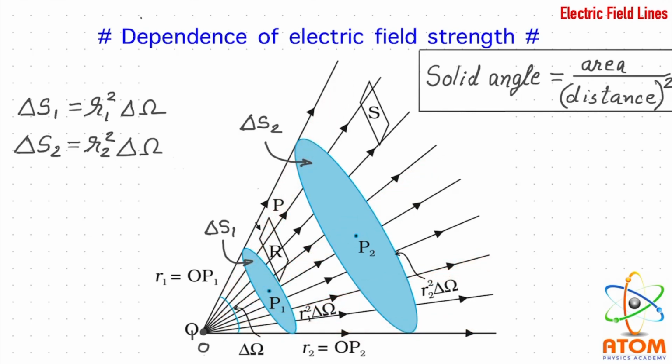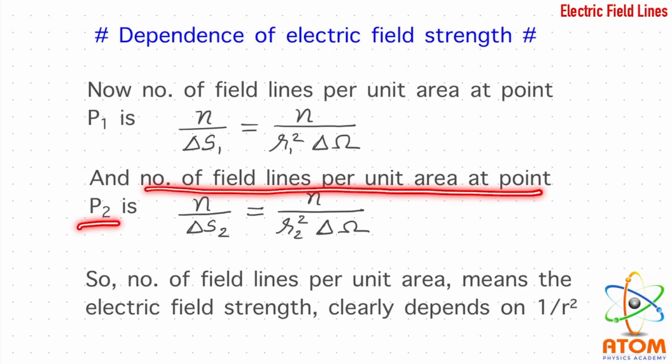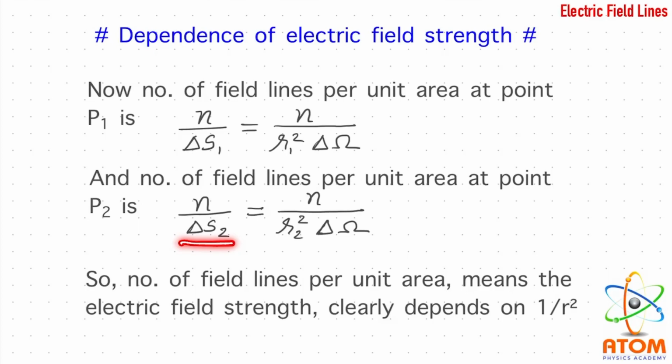So, if the number of field lines passing through these areas is N, let us say, then the field lines per unit area at point P1 will be N upon delta S1. That means N upon R1 square delta omega. And the same way, the number of field lines per unit area at point P2 will be N upon delta S2. That means N upon R2 square delta omega. So, the number of field lines per unit area means the electric field strength.